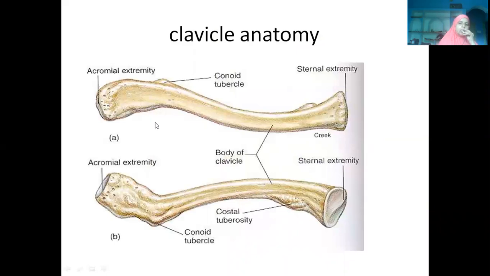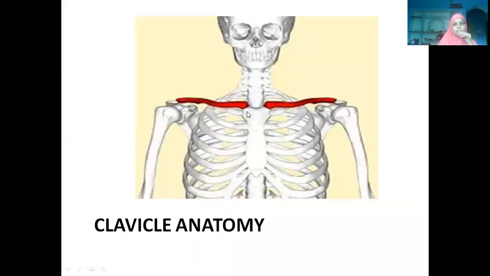Okay. So when you look at the clavicle, basically clavicle has two ends. One is sternal end. The one which is towards the sternum is the sternal end. The other end is acromial end, which is articulating with the scapula bone. So it has sternal end and acromial end.